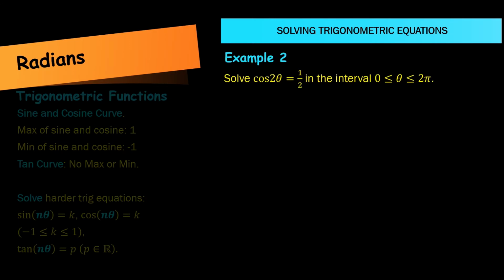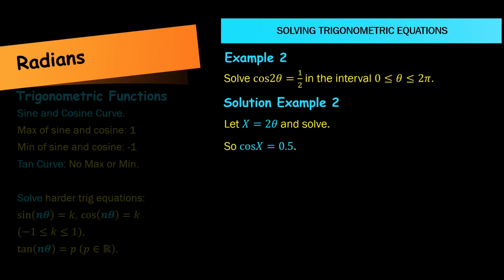Pause the video and have a go at this example. Press play when you're ready to view the solution. So let's solve this. We're required to solve cos 2 theta equals 1/2 in the interval 0 less than or equal to theta less than or equal to 2 pi. Begin by letting x equal 2 theta and then solve. So we have that cos x equals 0.5, which hopefully will look quite familiar to you.